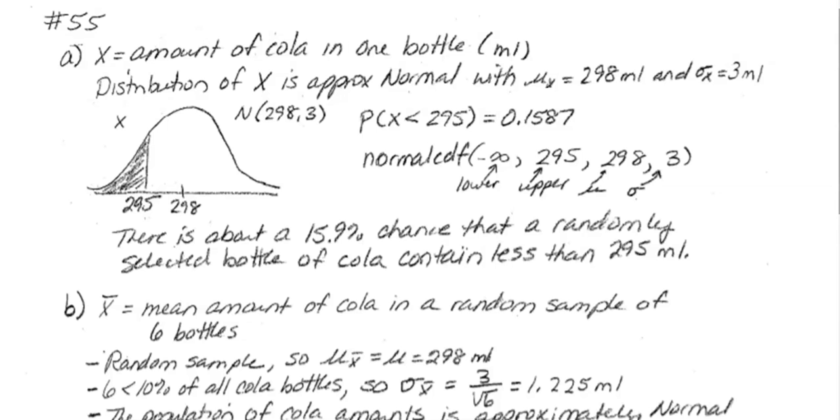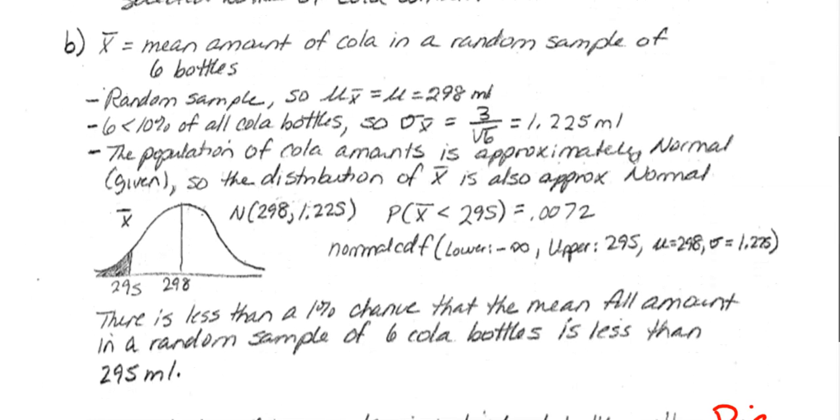Now, if I took a random sample of 6 bottles and I wanted to know the probability that the average fill amount in that sample of 6 is less than 295, I would have to create a distribution of sample means. So I'd need to check: do I have a random sample? Is 6 less than 10% of all cola bottles? Is the population of cola amounts approximately normal? Or sorry, is the sampling distribution approximately normal? Well, the population is approximately normal, so even though I have a very small sample of bottles, the distribution of x bar is still approximately normal.